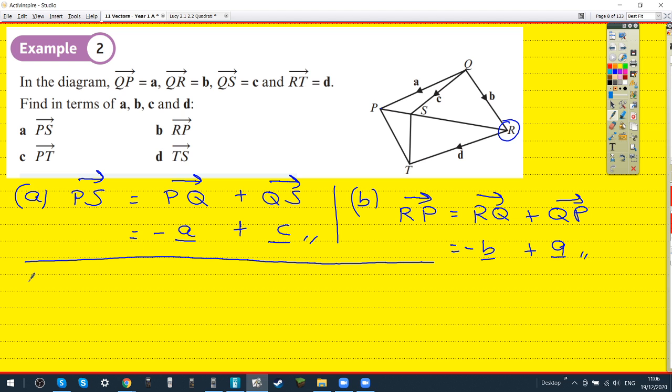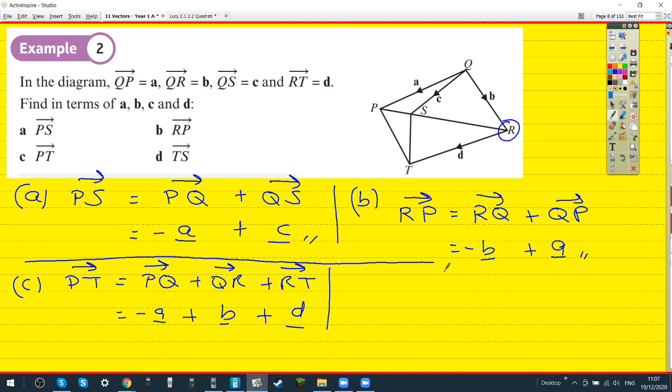C. P to T. Could you do P to Q, Q to R, R to T? What is that? Minus A, B, D. What goes in between? Plus. Without that, you'd assume times or something. Minus A plus B plus D.